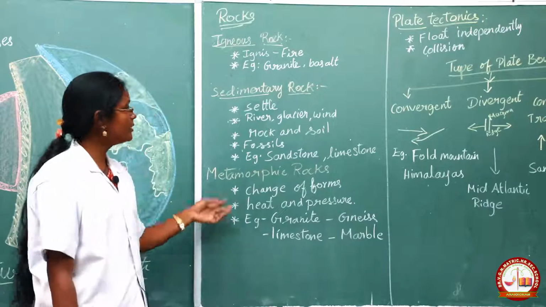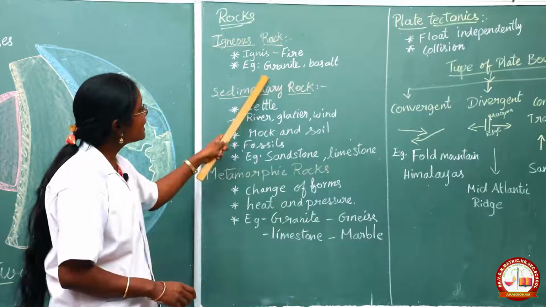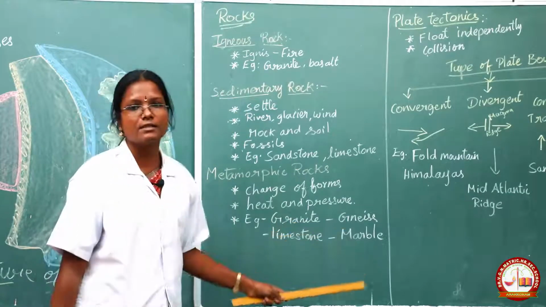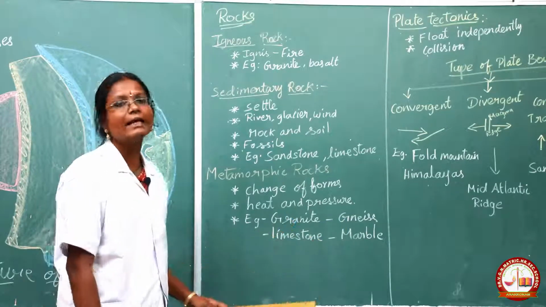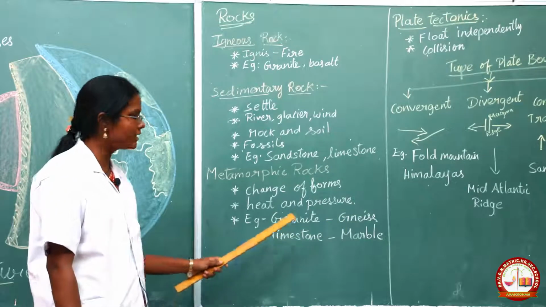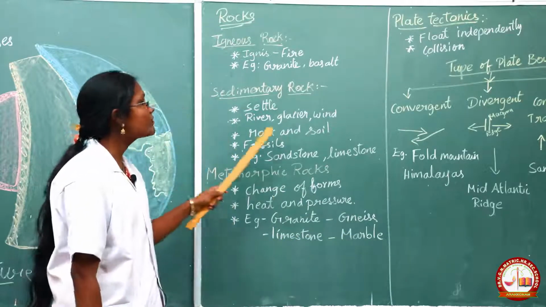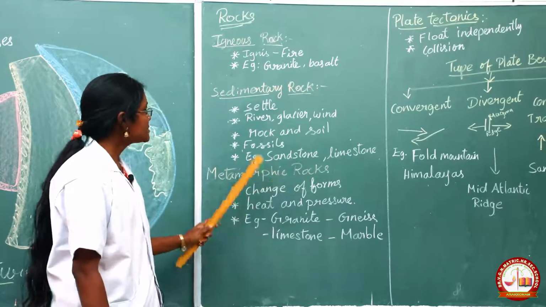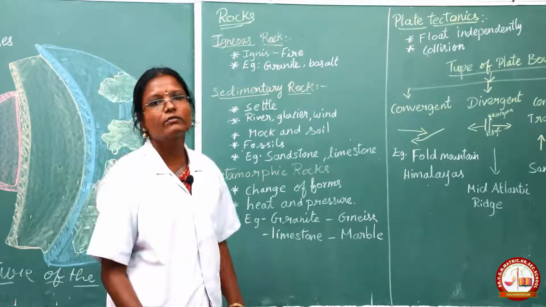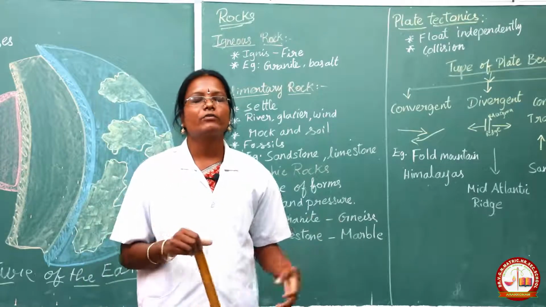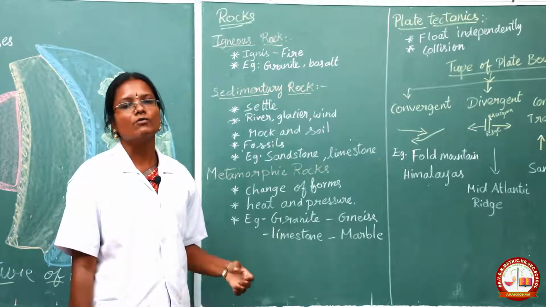For example, I told you igneous rock has an example of granite. This granite will be termed gneiss in metamorphic rock. Gneiss is a metamorphic rock, granite is an igneous rock. So igneous rock turned into gneiss, a metamorphic rock. Likewise, of sedimentary rock we saw limestone. Among metamorphic rocks, limestone has been changed into marble, which we are using. The famous Taj Mahal is white marble, and this white marble is also a metamorphic rock.